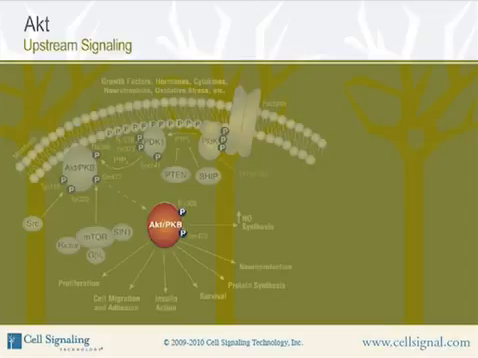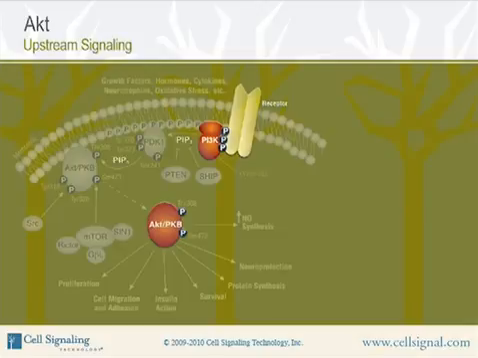downstream targets. Now let's look in more detail at how a signal from a cell membrane receptor leads to the activation of AKT, a process called upstream signaling. Membrane receptors signal through phosphoinositide 3 kinase, which is known as PI3K, to activate AKT. PI3K phosphorylates phosphatidylinositol 4,5-bisphosphate, known as PIP2, to generate phosphatidylinositol 3,4,5-trisphosphate, also called PIP3.